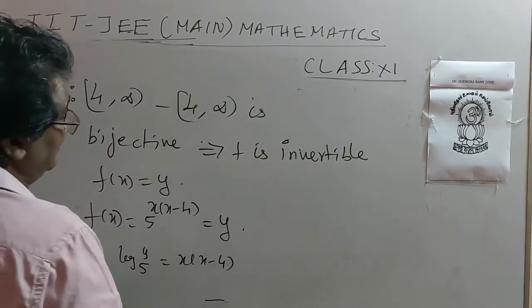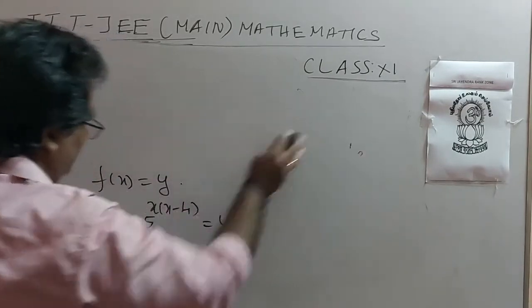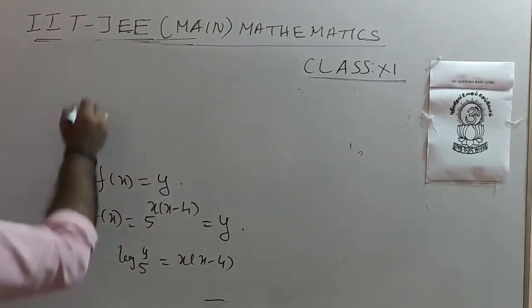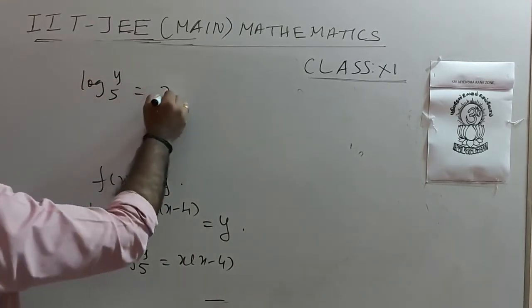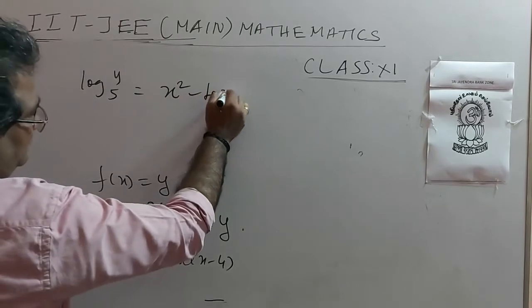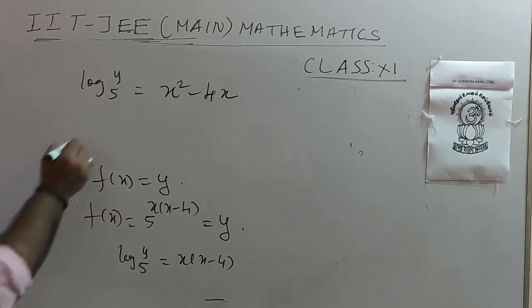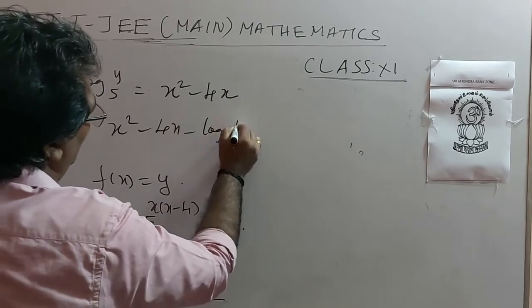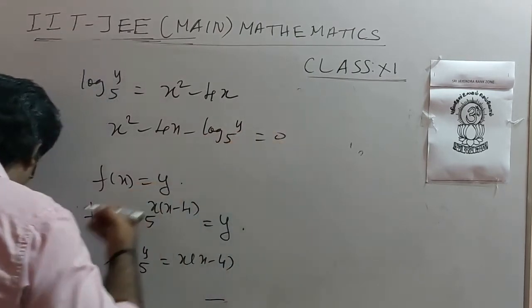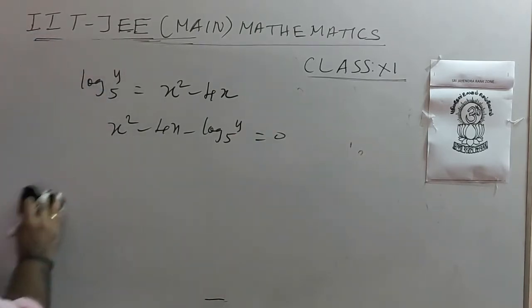Converting the exponential function to a logarithm function, log y to the base 5 equals x squared minus 4x. So, x squared minus 4x minus log y to the base 5 equals 0. This is a quadratic in terms of x.